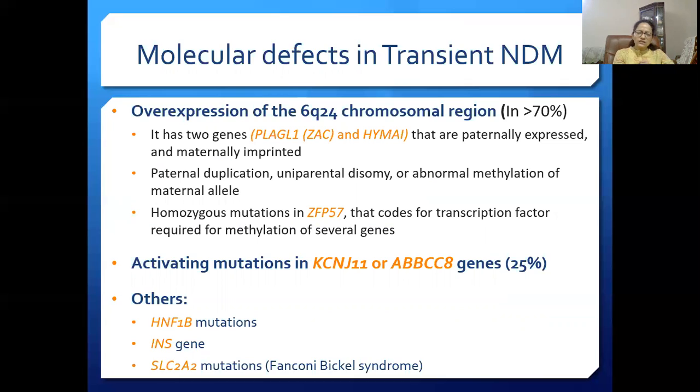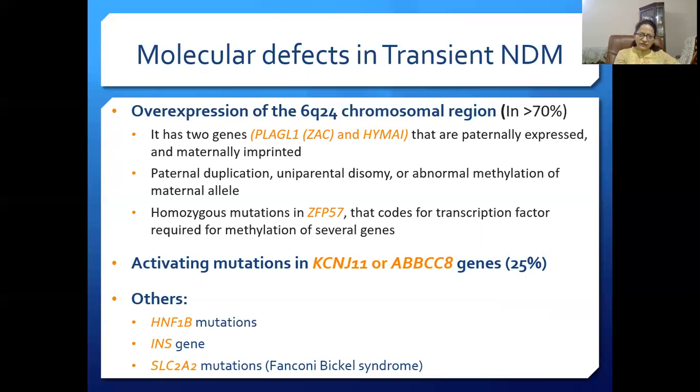So if there is duplication of the paternal allele or disomy, uniparental disomy, or abnormal methylation of the maternal allele, so that even the maternal allele is expressed. So in all three conditions, there'll be overexpression of this region. So this presents as transient neonatal diabetes.